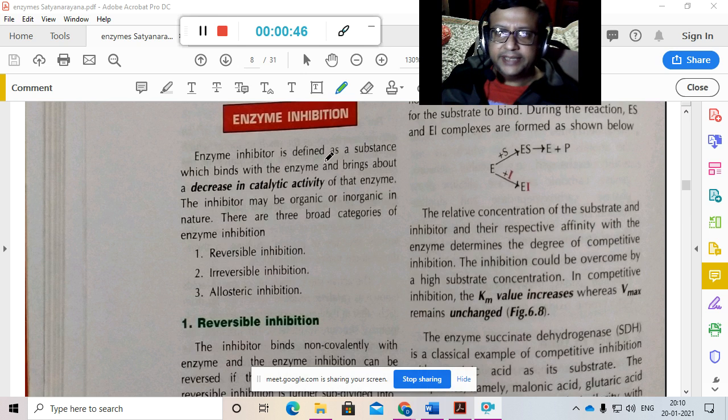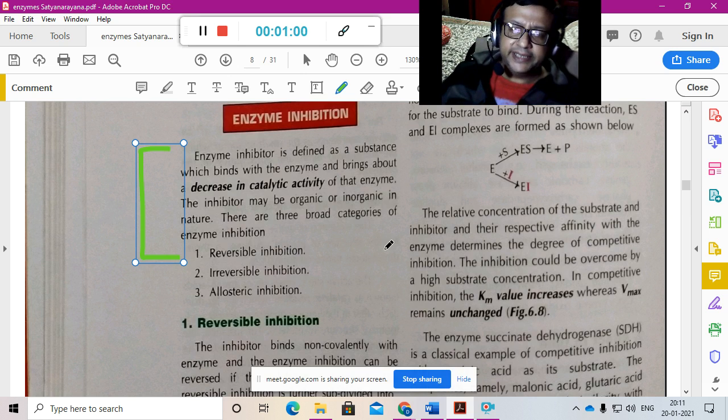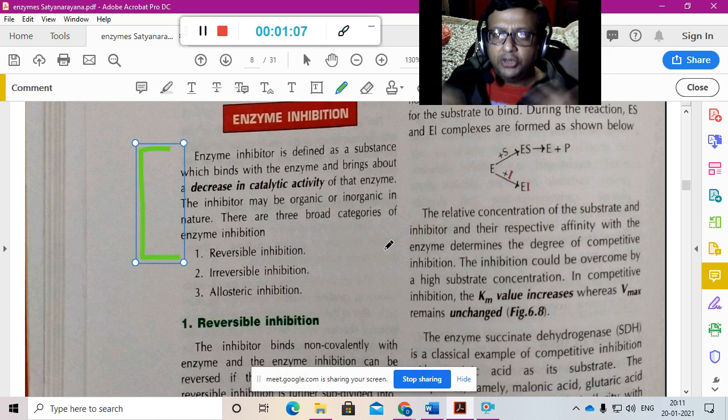So what is enzyme inhibition? An enzyme inhibitor is defined as a substance which binds with the enzyme and brings about a decrease in catalytic activity of that enzyme. What do you mean by decrease in catalytic activity? It means that the amount of product formed per unit time from the substrate is reduced. That is known as enzyme inhibition.